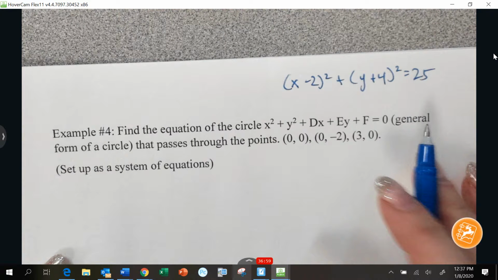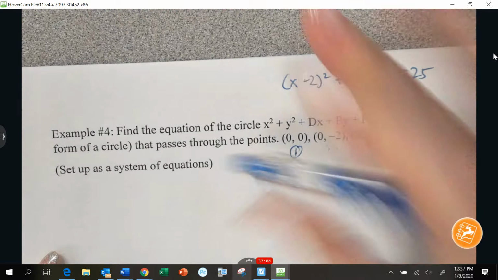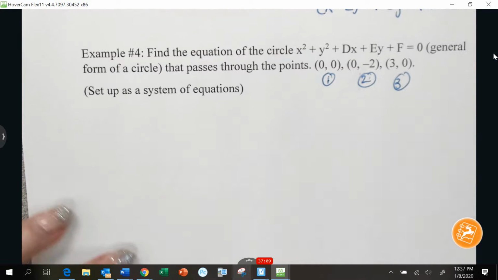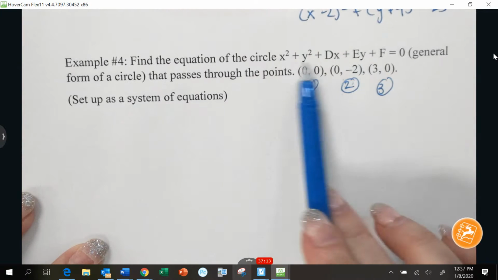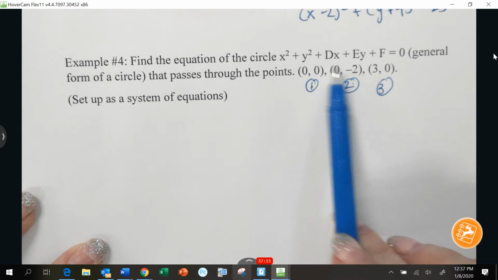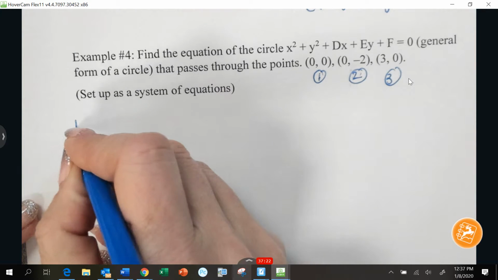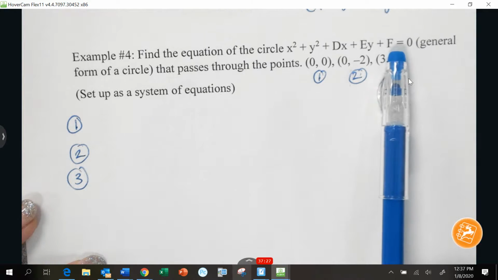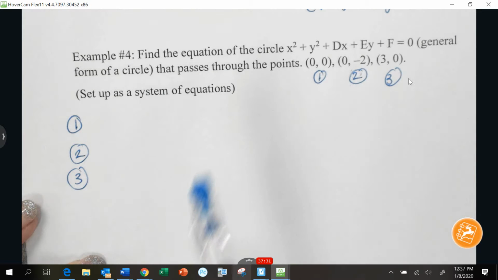So we have 3 points: 1, 2, 3. We're going to set up a system of equations. How many variable unknowns are up here, not the x and y, do we need to find? Equations. And to get those equations, we're using our 3 ordered pairs. We use this equation, but plug in ordered pair 1, then plug in ordered pair 2, then plug in ordered pair 3.